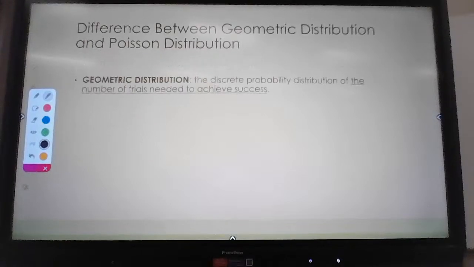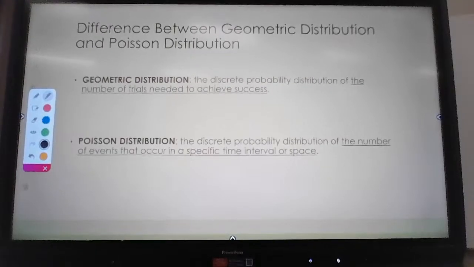Now, here's the difference between the two. The geometric distribution helps you find the number of trials needed to achieve a success. However, the Poisson distribution calculates the number of events that occur in a specific time interval. Okay, but we don't know what that interval is. It could be a large interval or it could be a smaller interval. We don't know. But it calculates the number of successes in that time.